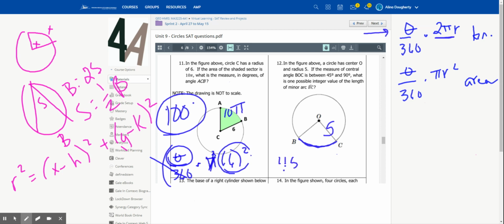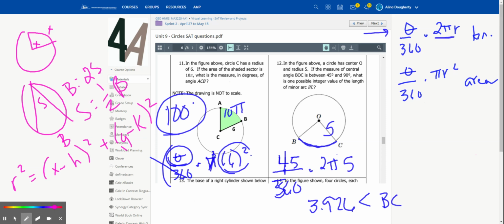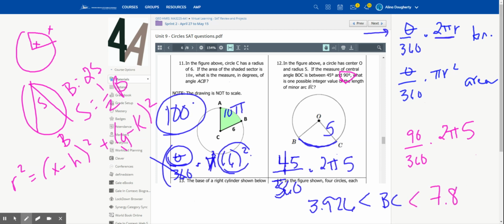So if it's the 45 divided by 360 times 2 pi times 5. I think it's going to give me 3.926, right? So we need something bigger than that, arc BC. And then if I use, instead of the 45, I use the 90. 90 divided by 360 times 2 pi 5. We're going to do all that multiplication, and we get 7.85.